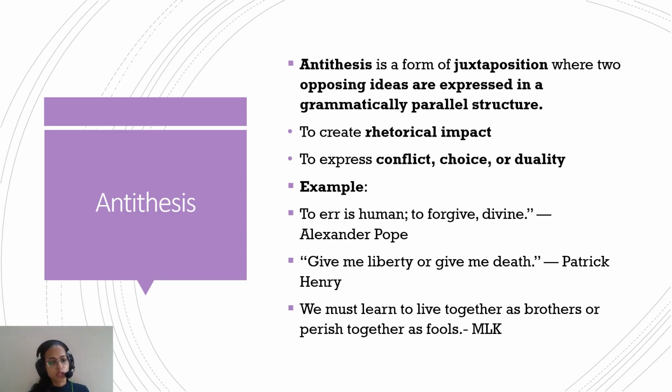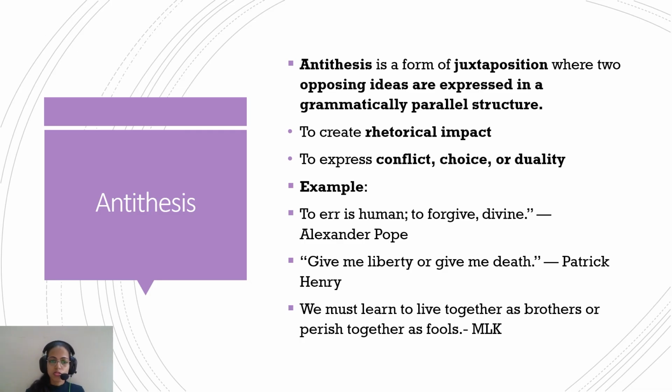For example, to err is human, to forgive is divine. So in this, error and forgiveness are two qualities that are completely opposite to each other. Now they are placed together to create a very rhetorical impact. Or give me liberty or give me death. So again, liberty is like freedom and death is like dying. So two opposing ideas are put together to give a very stark meaning. We must learn to live together as brothers or perish together as fools. So again, together as brothers is like cooperation, or like stupid fools that we perish together.